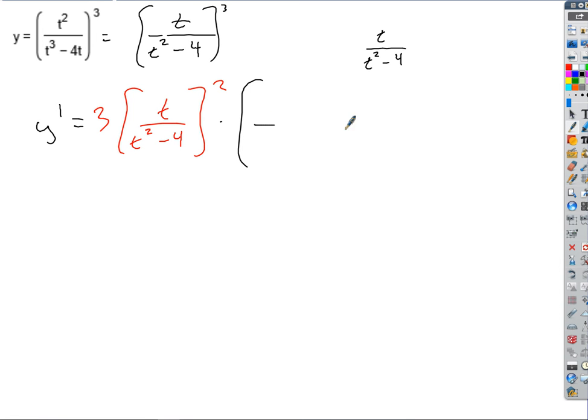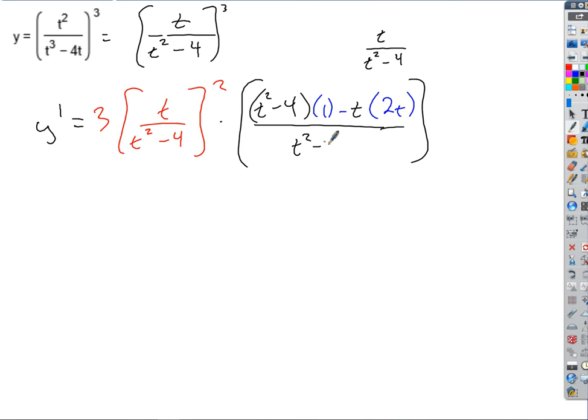So quotient rule, that's going to be what? Good, low D high. So low is t squared minus 4. D high is 1, minus high. What's D low? 2t. Good, it's 2t, right? And then divided by, the bottom squared. So we're going to get t squared minus 4 squared. And we're done. There's really only 2 layers to that. It's just that it kind of complicates things with the quotient rule.